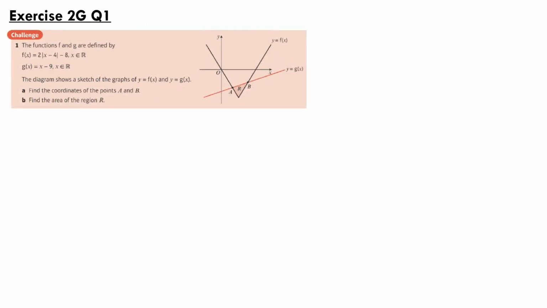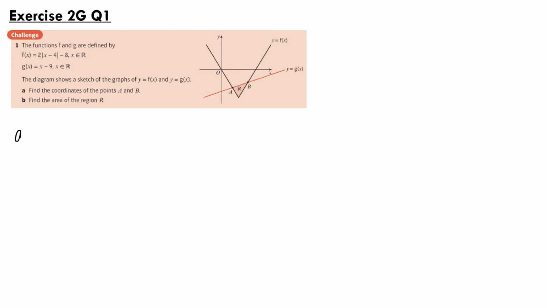Okay, our second question is from exercise 2G, question 1. The functions f and g are defined by f of x equals 2 times the modulus of x minus 4, minus 8, and g of x is equal to x minus 9, both for x in the real numbers. The diagram shows a sketch of the graphs of y equals f of x and y equals g of x. Part A asks us to find the coordinates of the points A and B. Part B asks us to find the area of the region R.